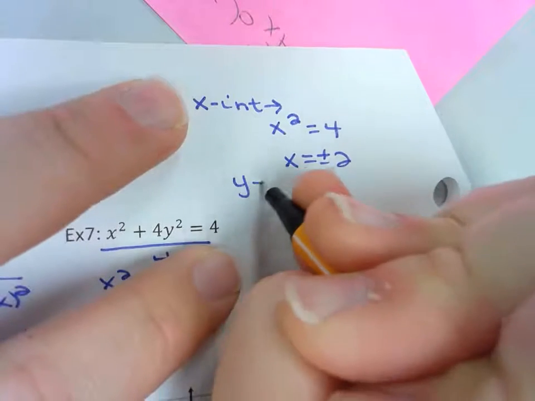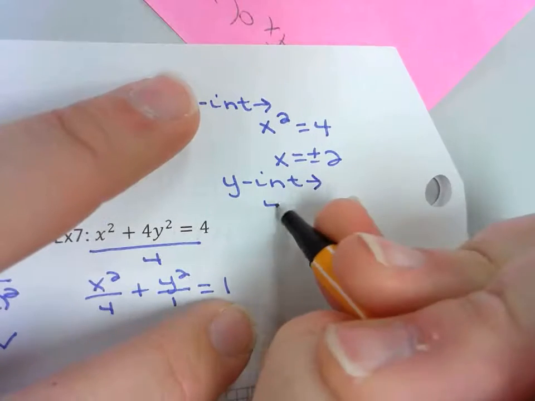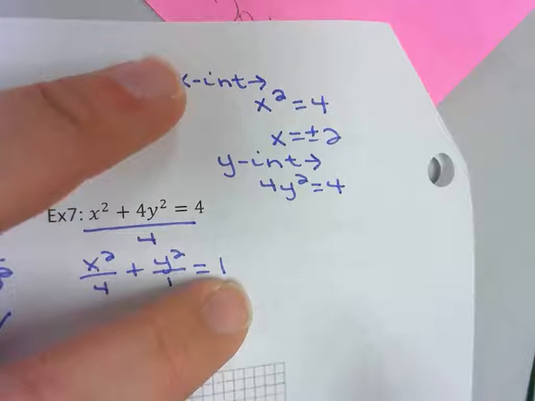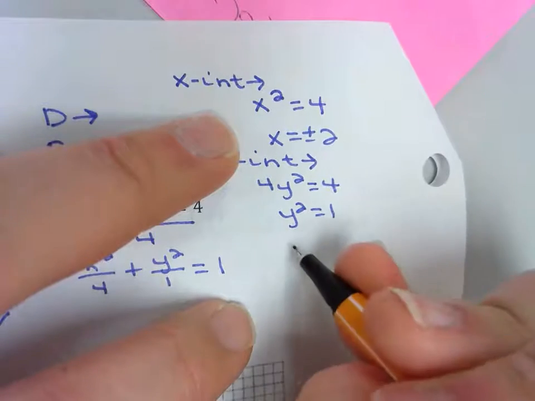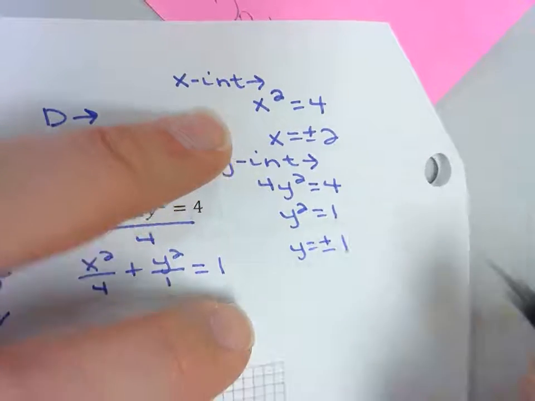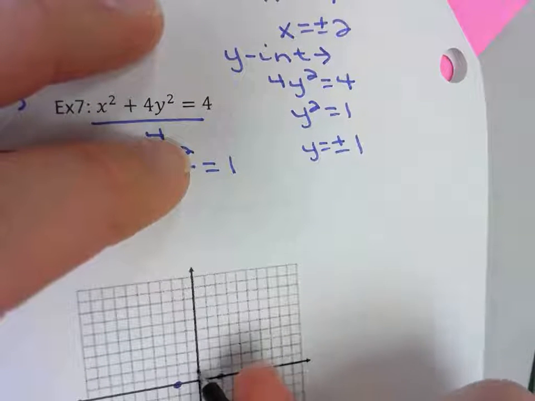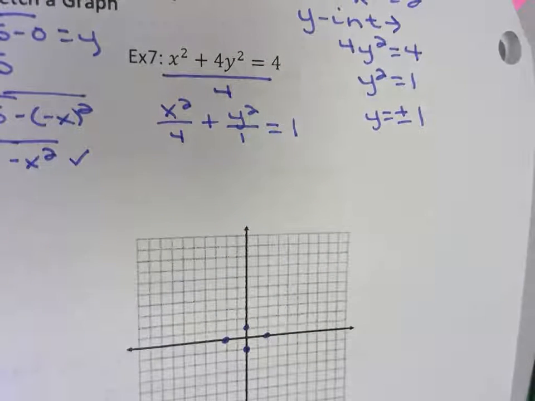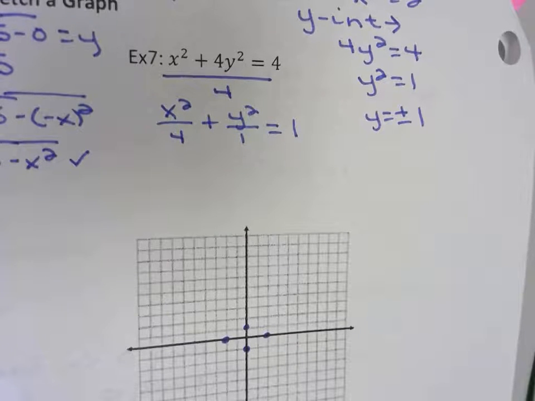Y-intercept, plug 0 in for x. So it's just going to give me back 4y squared equals 4. Divide by 4, so y squared equals 1. So y will be what? Plus or minus 1. If I look at graphing this, plus your negative 2, positive 2, positive 1, negative 1. Just by looking at it, you can see this is probably an ellipse. And if I look at my equation, what symmetry am I thinking it will probably have?